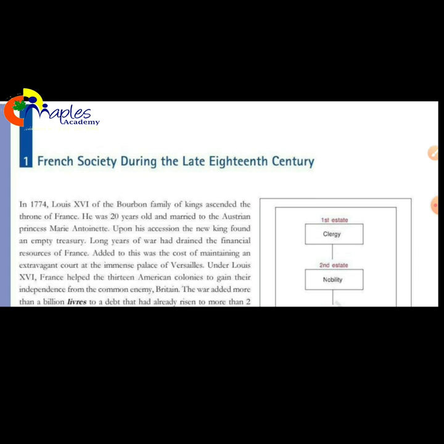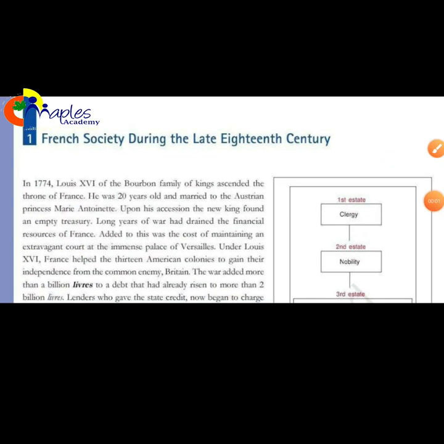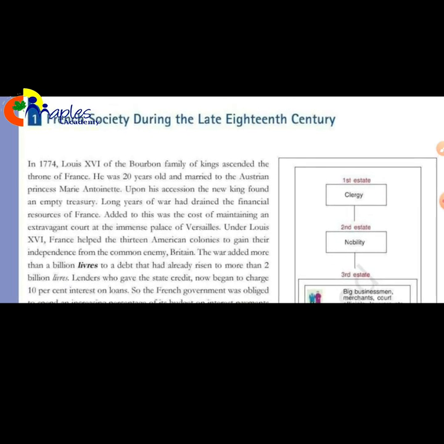The name of the daughter was Marie Antoinette. She was a bad advisor to the king. Whenever she gave advice to the king, something wrong absolutely happened. As Louis XVI became the king in 1774, he found the royal treasury empty.